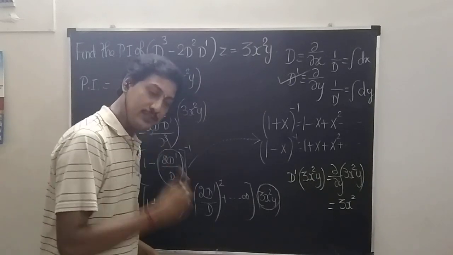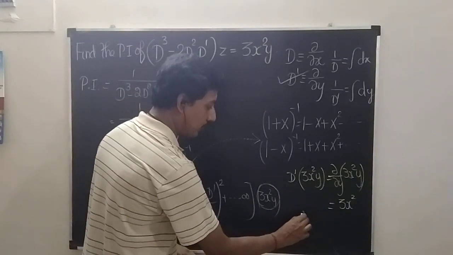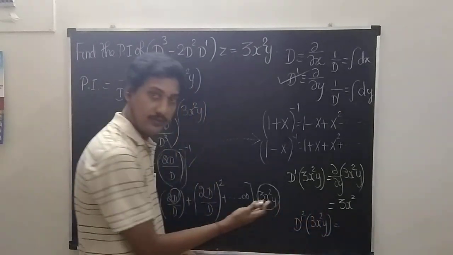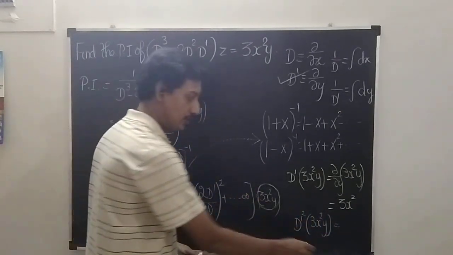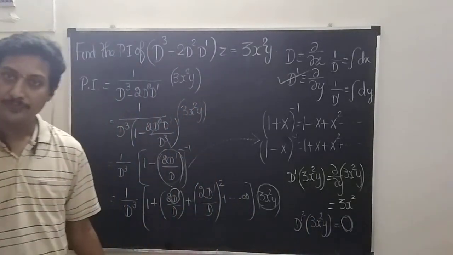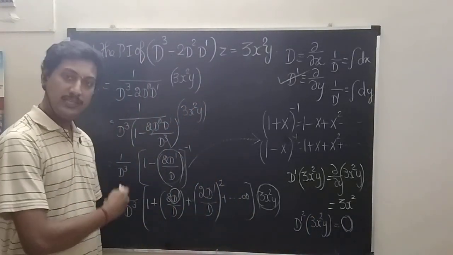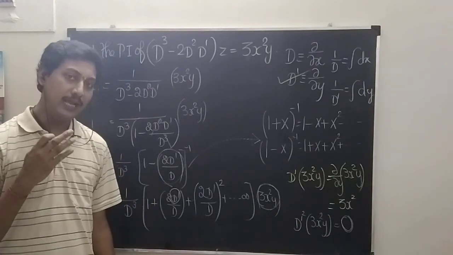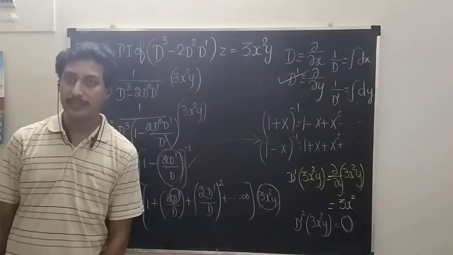If we further proceed, that means D dash square of 3x squared y. There is no y term here, so we get 0. So this automatically becomes zero. Once again, this infinity of terms will come only with the help of the given polynomial terms.